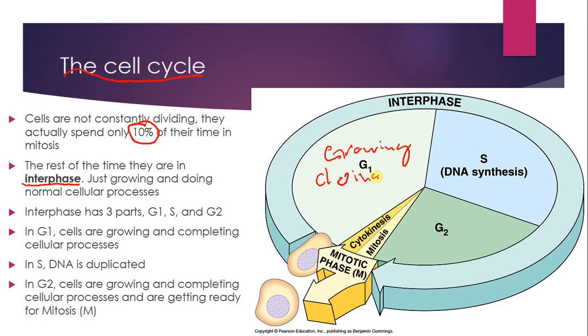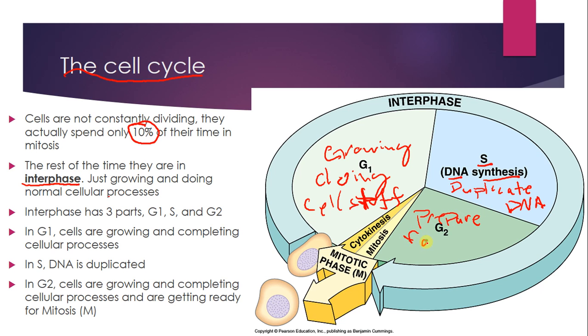And doing, I'll just write cell stuff. So normal cell processes. And then they go into S phase, or the DNA synthesis phase. This is where they duplicate DNA. And after S phase, they go into another G phase, where they prepare for mitosis. And then after G2 phase, they have their duplicated DNA. They can go to M phase, or mitotic phase, where they actually divide.